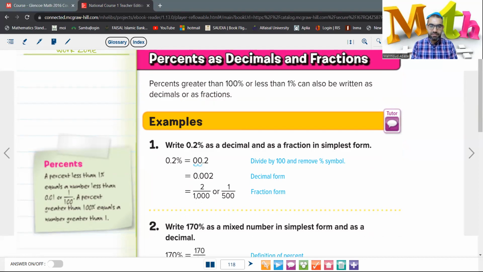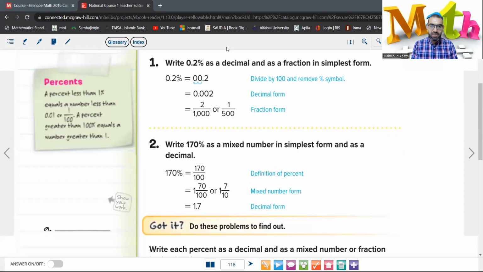Examples. Example number 1. Write 0.2% as a decimal and as a fraction in simplest form. This number, 0.2%, we need to write it as a decimal and as a fraction in simplest form.